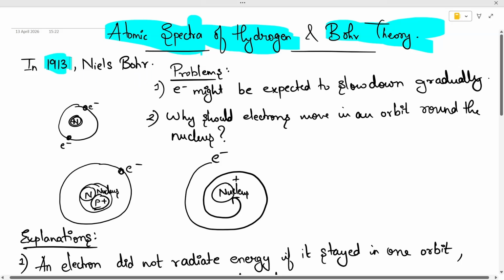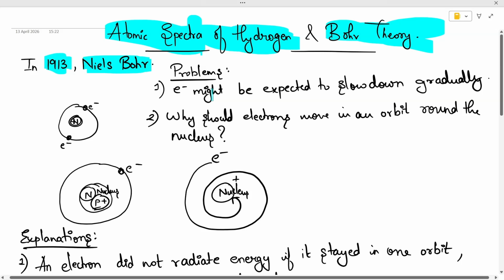Now, in 1930, Niels Bohr suggested that electrons orbit around the nucleus. Okay, now there were certain problems related to this model. The first problem was that the electron might be expected to slow down gradually. If electrons are continuously moving in the orbit, then there should be some energy loss, and the electron should slow down. But this was not observed. Okay, the atom was very stable.